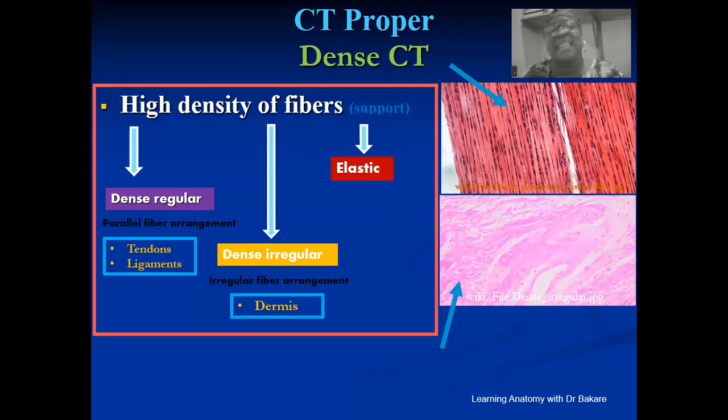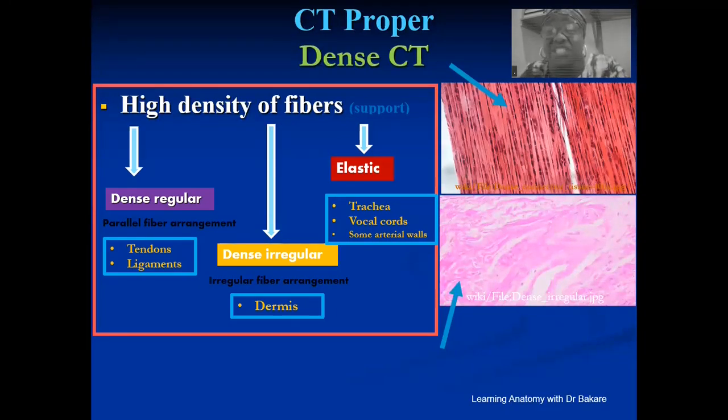The last one is the elastic connective tissue. From the name, we should know that this type of connective tissue, even though it is densely packed, is seen with a high number of elastic fibers. So you have elastic fibers deposited within this connective tissue. And where you see this kind of presentation is in the trachea, the vocal cords, and also some arterial walls. So these are the subdivisions that we have of a dense connective tissue.